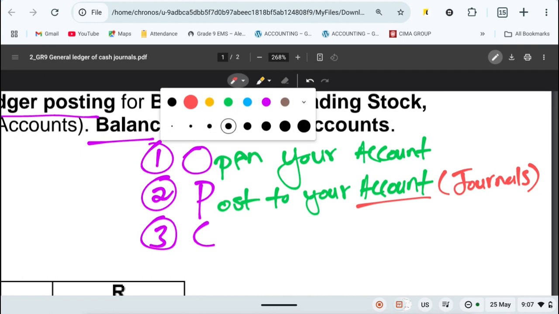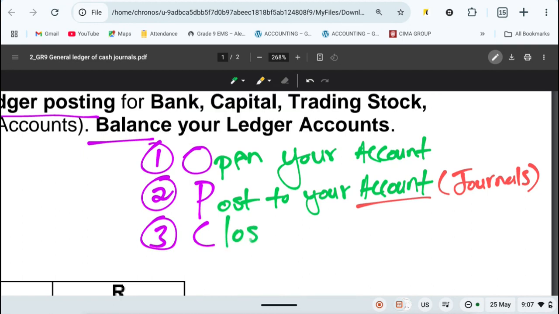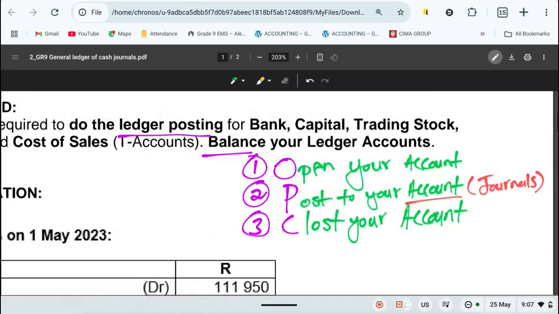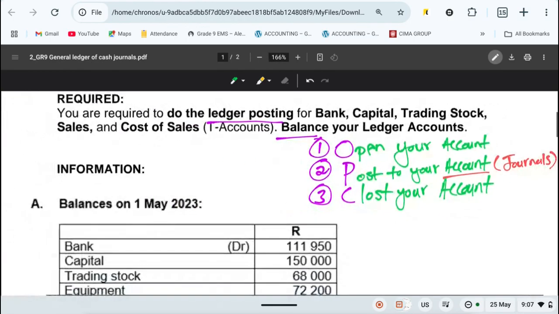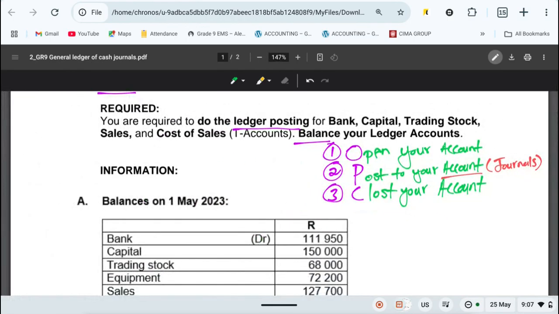And then lastly, you close your account, so that we determine the balance that is left, or the total that is in that account. I call this 3-step process OPC. It makes it simple. At least you are able to follow something.